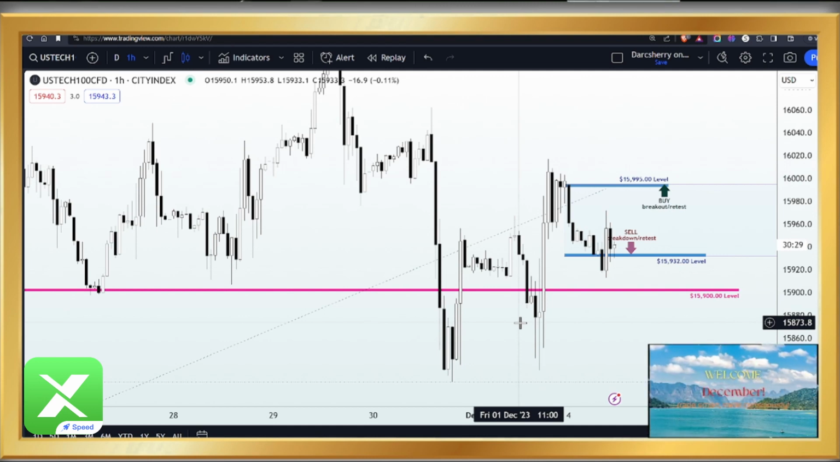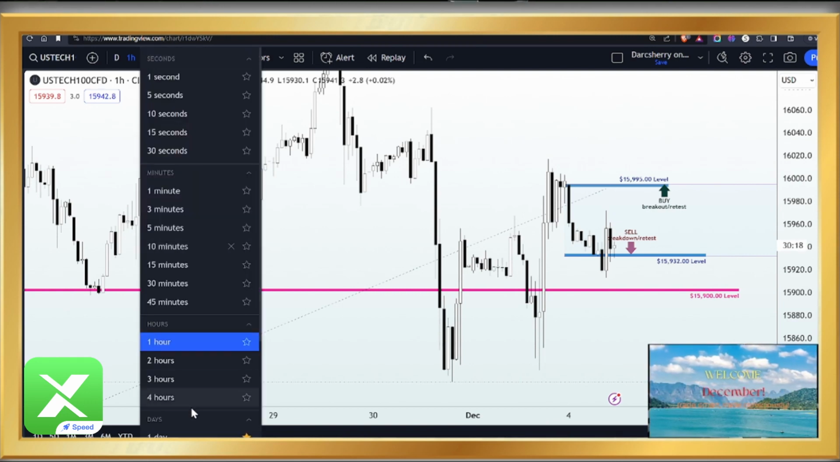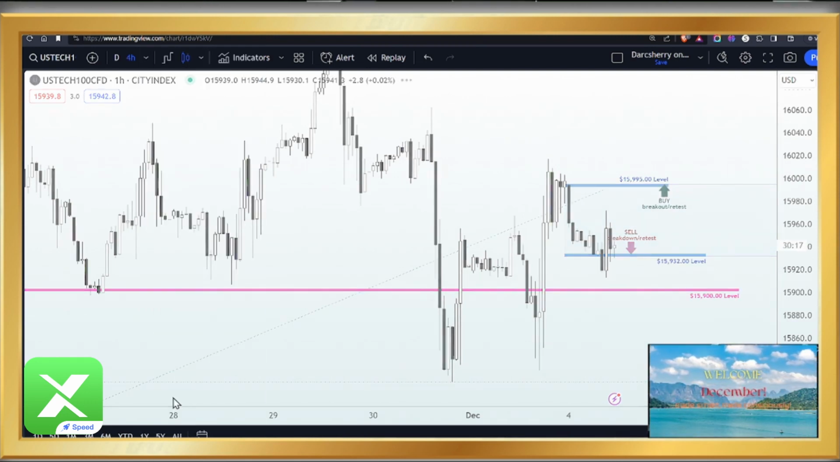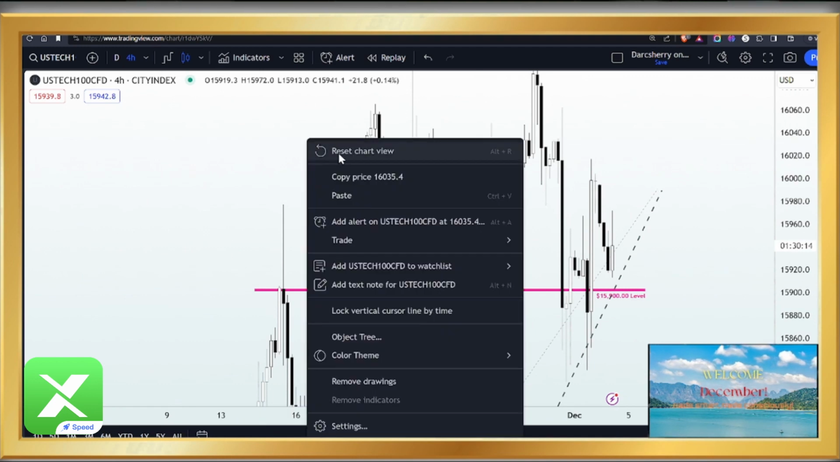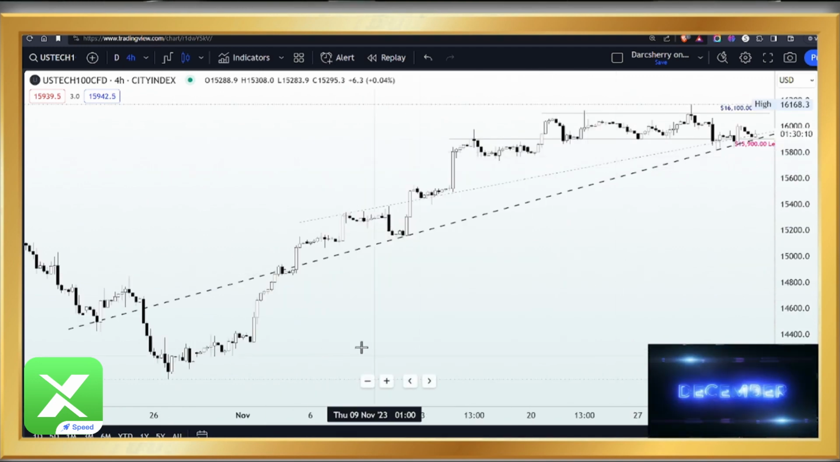And in fact, we shall be diving right into the higher time frame. And for those of you who missed out on our earlier sessions, you will get the privilege of understanding what led to the decisions we made. So our analysis on the USTEC 100 started on the 4 hours time frame.